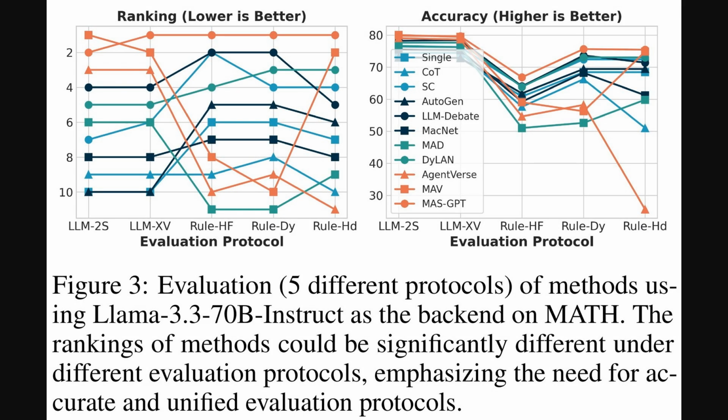And this next chart really drives home why that unified evaluation we just mentioned is so critical. Here, we're looking at several multi-agent methods tested on the MATH benchmark. The key takeaway is how their performance changes drastically across 5 different evaluation protocols, which are essentially just different ways of grading the final answer. Look at the plot on the left. The rankings are all over the place. For example, the paper notes that AgentVerse accuracy plummeted from almost 80% down to 25%, just by switching the evaluation method. This huge variation really proves the point of the MASLab project. Without a standard way to grade these systems, you can't compare them meaningfully.